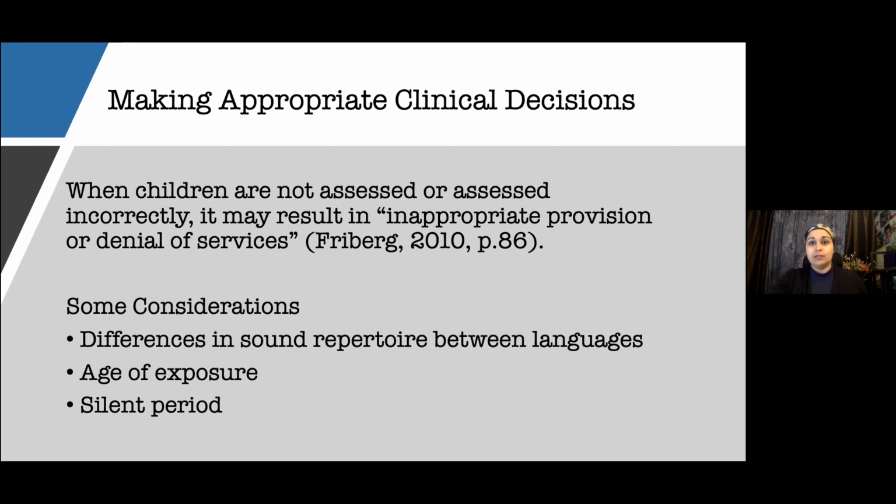Making appropriate clinical decisions, of course, when errors are not assessed or assessed incorrectly, we give wrong services. We either give them services they don't need, or we deny them services that they should get. Some considerations to look at with a lot of our students: there are differences in sound repertoire between languages. Some of the sounds exist or don't exist in certain languages, and we have to look at that. So when they're excluding sounds, instead of automatically saying that they don't have these sounds, let's look at why.